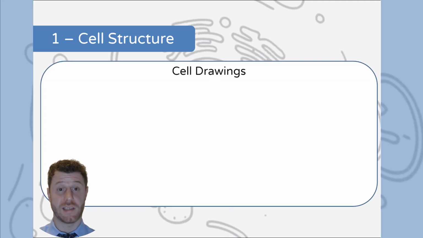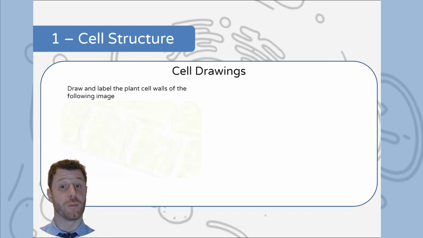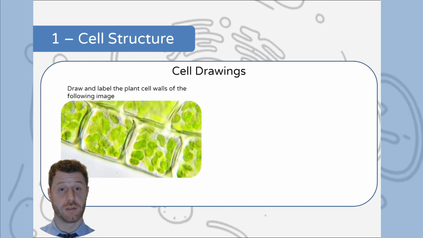The first is a cell drawing. Draw and label the plant cell walls of the following image. Now I'm going to disappear again so that you can focus on the video, and hopefully you'll see exactly what you should do.